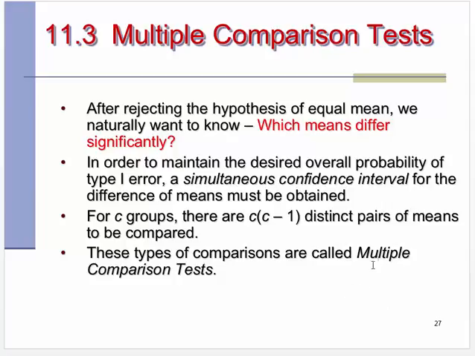Basically, what we're saying here is, after rejecting the null hypothesis of equal means, we naturally want to know which means differ significantly. We just know they're different, but which one differs? In order to maintain the desired overall probability of type 1 error, a simultaneous confidence interval for the difference of means must be obtained. For C groups, there are C times C minus 1 over 2 distinct pairs of means to be compared. These types of comparisons are called multiple comparison tests.